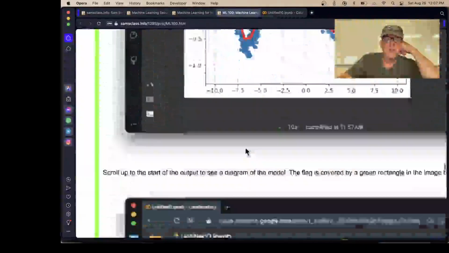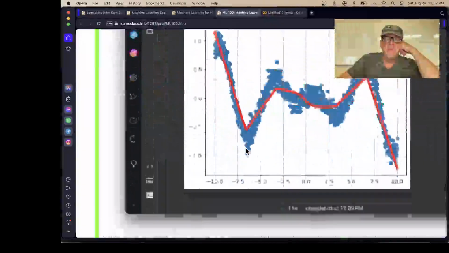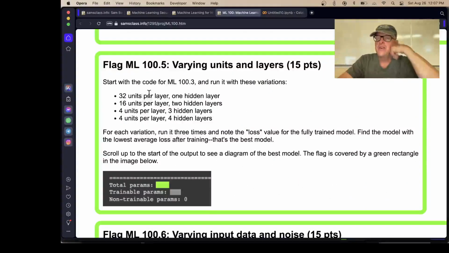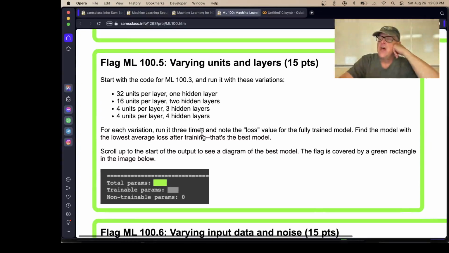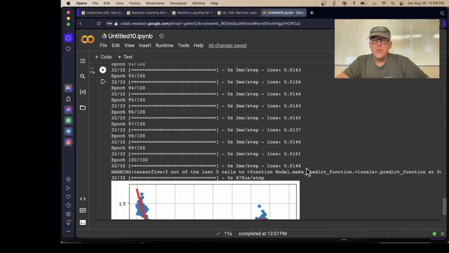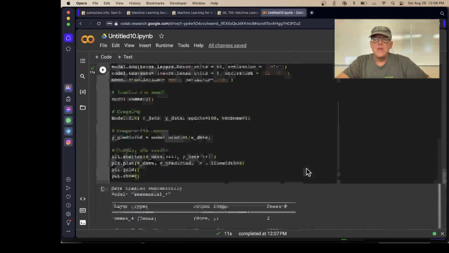So that's an example. And now, to fit the flag, you can try some variations. Try changing the number of layers, number of units per layer. You can have a variety of different number of parameters and find out which one works best. You will have to run it more than once. For example, if I run this one, notice the final loss got down to 0.01. There's some randomness in the process.